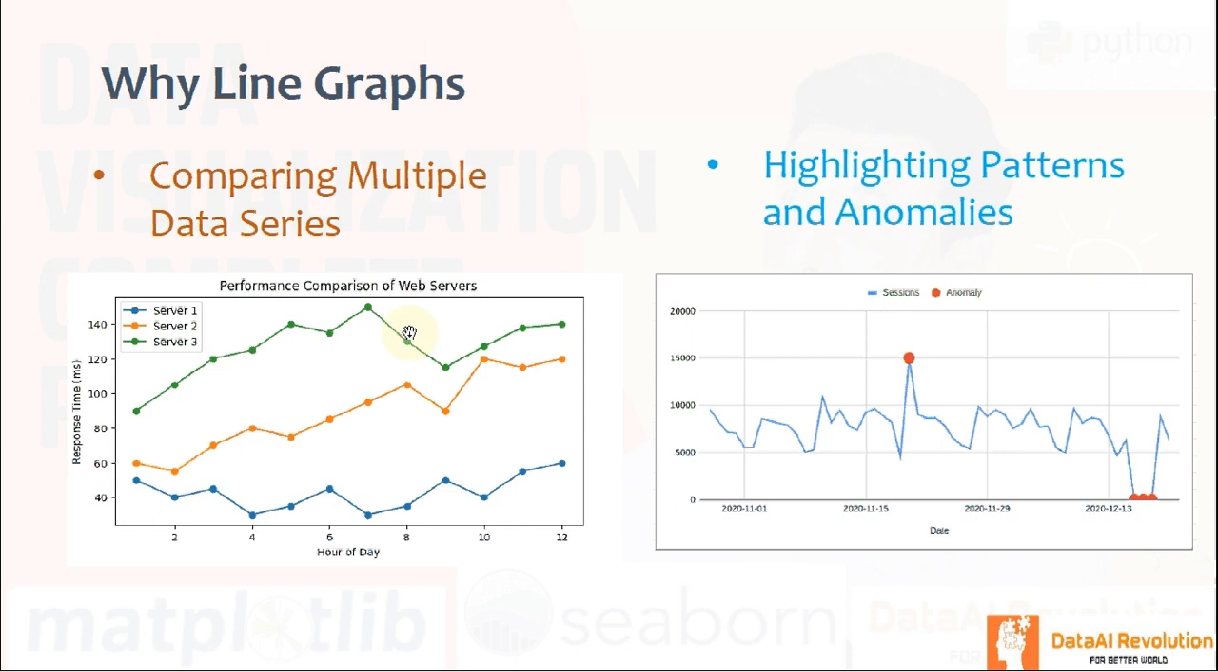Line graphs can even be used to highlight patterns and anomalies. You can see in this particular image, in this trend, there are a couple of anomalies, extreme points basically, which are very far from other points. For example, here are a few points, but this point is very far from the other points. That's why this can be treated as an anomaly. Here also there are three anomalies, and to detect these anomalies, we can use a line graph.